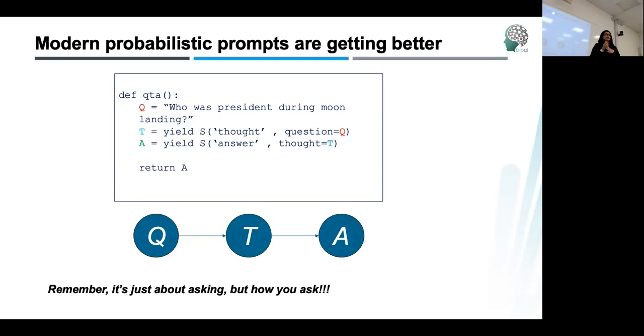So these three things are basically, I would say, reused in so many techniques. You hear about zero shot, few shot, chain of thought. Everything is somehow using an amalgamation of these three things. So remember that it's just asking. It's not just about asking, it's about how you ask.